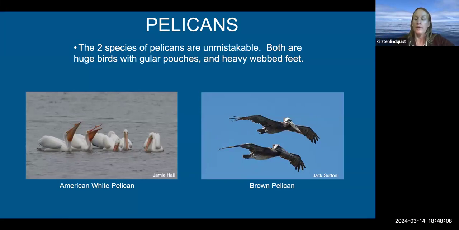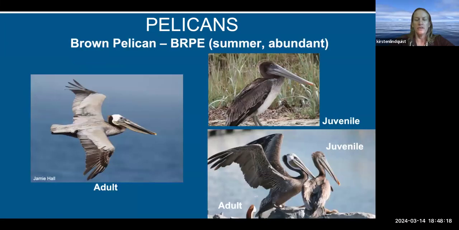So American white pelican are seen on just a couple of our surveys. Let's see if I have more pictures. I do. Okay, we'll start with the brown pelican. So brown pelican, BRPE, is one of our most common species. You will have them on all of our beaches. They're here in the summer.